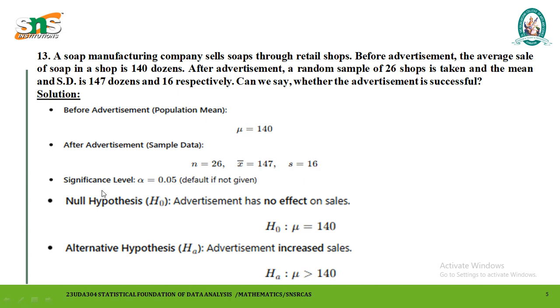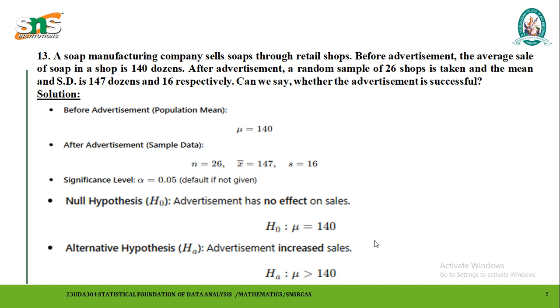Then the significance level in this problem we are going to take as 5%, because no value is given in the question. So by default we can take the significance level as 5%. Next we are going to frame the null hypothesis. The null hypothesis: the advertisement has no effect on sales, and the alternative hypothesis: the advertisement increased sales.